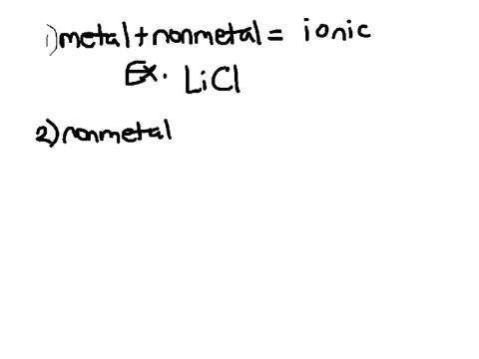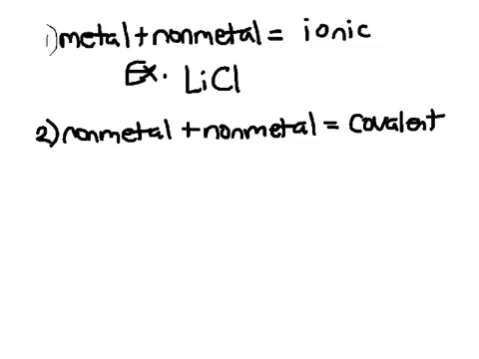Number 2, we have non-metal plus non-metal is going to be covalent. Because when you're a non-metal, again, you like to get electrons. So if you have 2 people getting together and they both want electrons, the only way they're going to be happy is if they end up sharing them. Example, H2O that we just did. Hydrogen and oxygen like to share electrons.